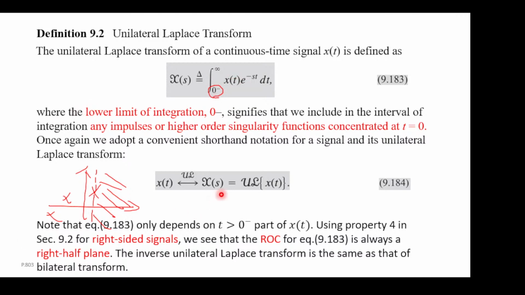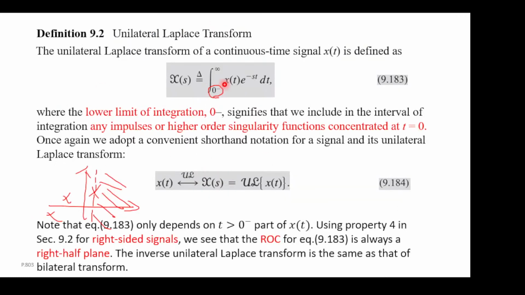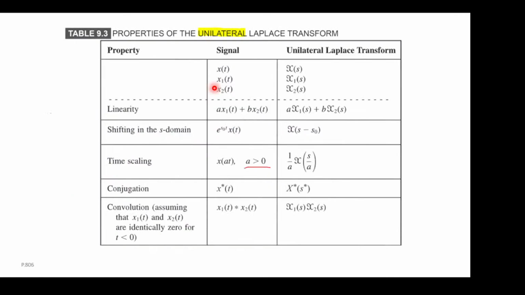Okay, and because you are integrating from the 0 minus, your ROC is always the rightmost one. And for this thing, you don't need to specify the ROC, so you only do the rightmost one. And they also have properties you can check here, like for time scale. So everything revolves around this integration from 0 minus. It's also because of this integration from 0 minus that you can solve initial value problems, basically.